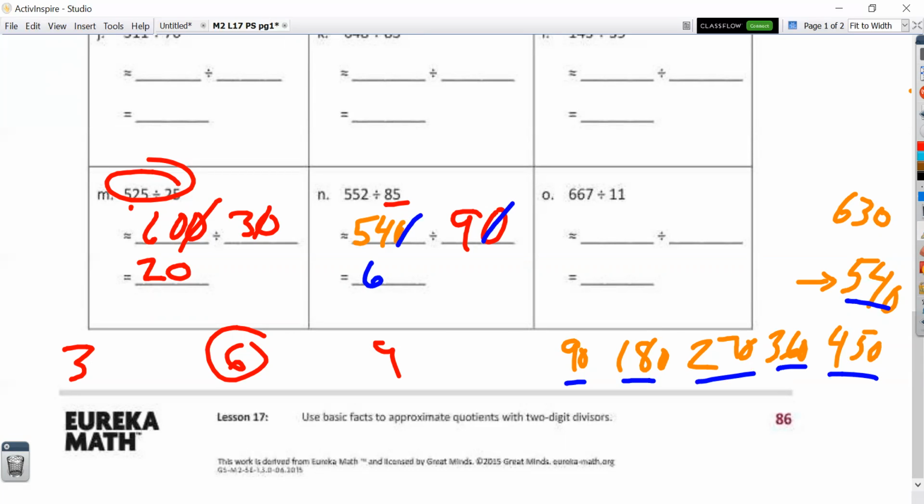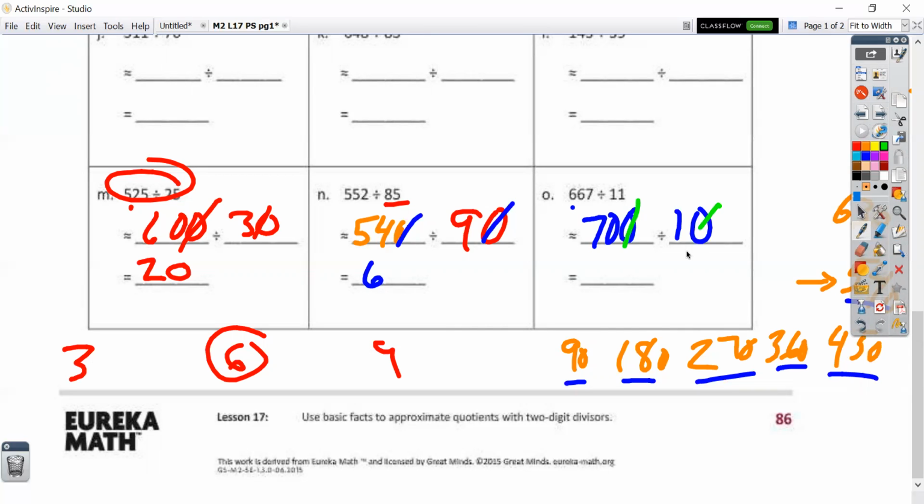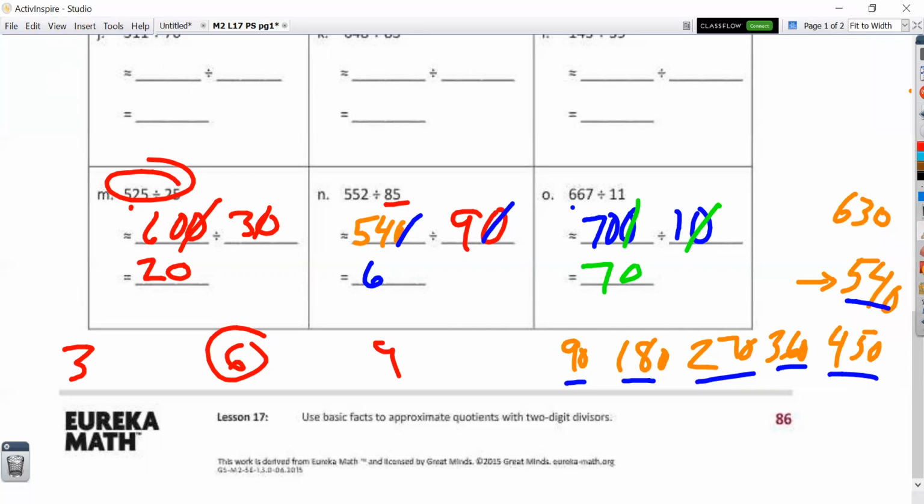Great job. Ooh, 667 divided by 11. So we're going to round that to 10, right? 10, 20, 30, 40, 50. So it's a little easier with multiples of 10, right? So what should we do? 600, 700? Yeah, I would do 700 because 667 is closer to 700. And then we cross out those zeros. It's 70 divided by 1, so it is 70.